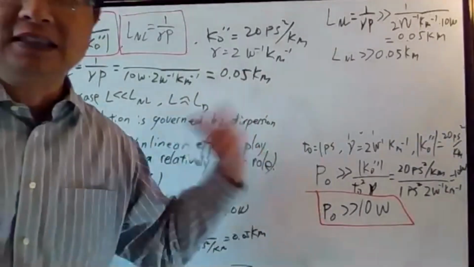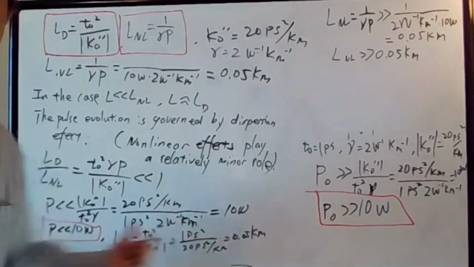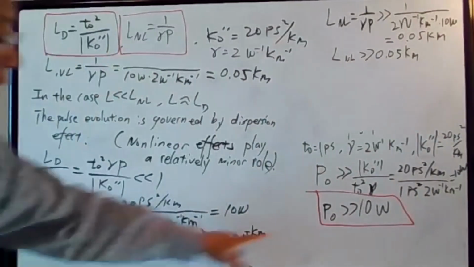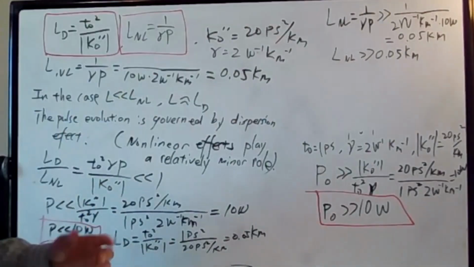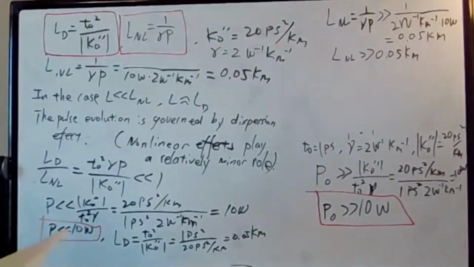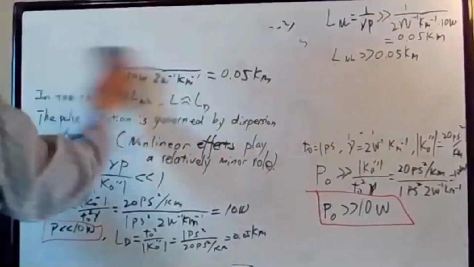So the problem is what's in between, right? For example, when the power is, I use P naught and P, but they're literally the same thing. In between, the pulse is dominated by both dispersion and nonlinear effect, right? So let's write the equation. Let me write this equation again, right?